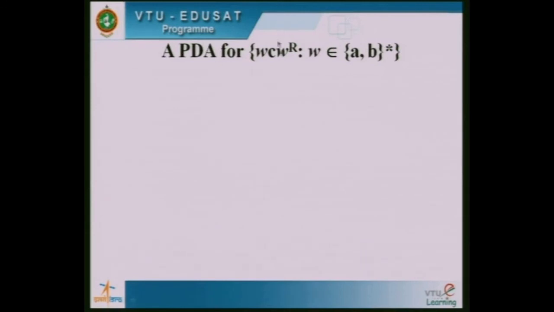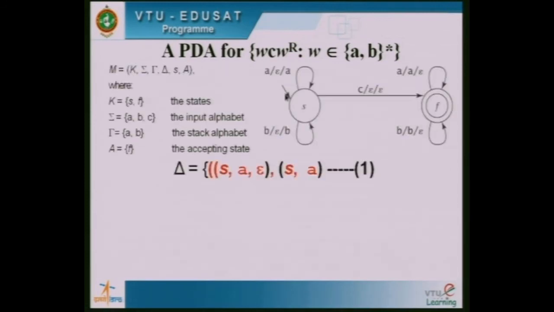One more example of a string PDA, W C W raised to R, wherein in state S we go for recording all the possible symbols of A B in W and pushing them into the stack. When I come across C, just do nothing, move from state S to F, such that in F you go for checking whether it is W raised to R.